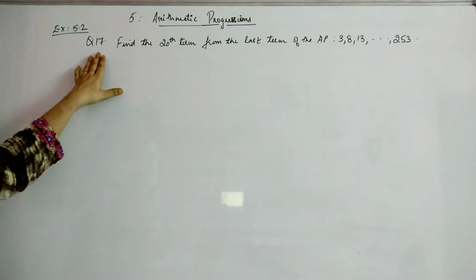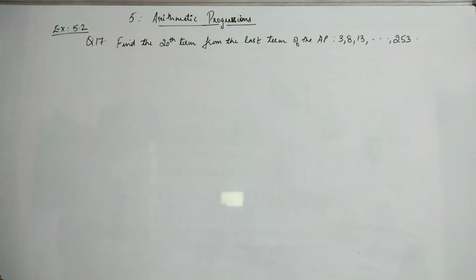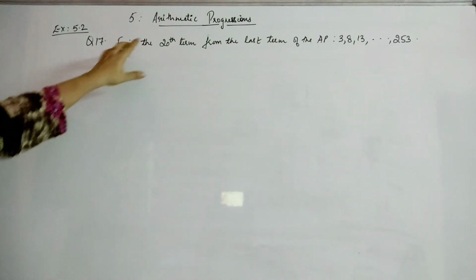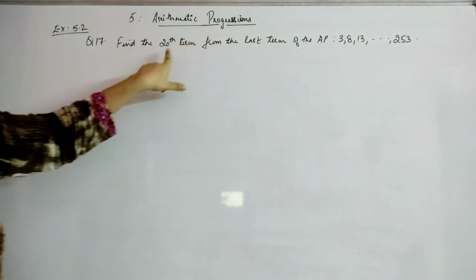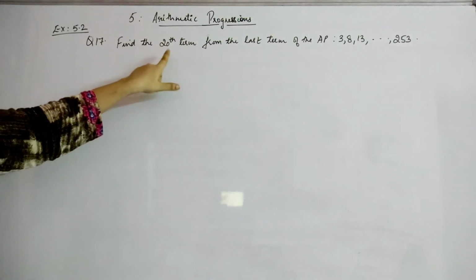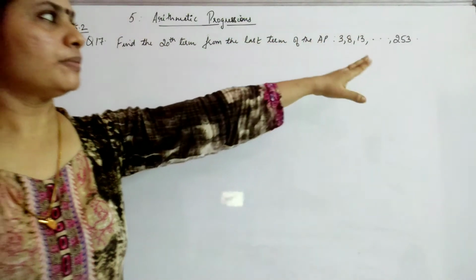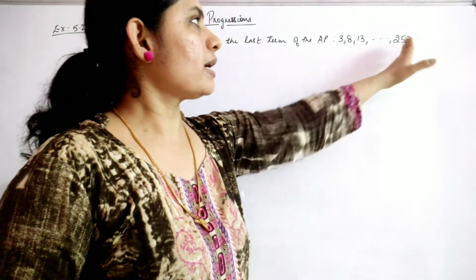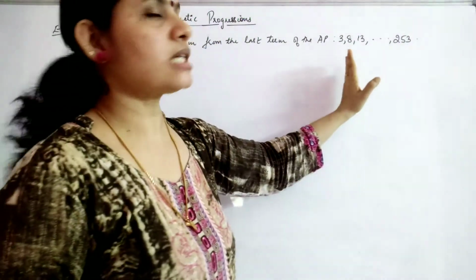Question number 17. Find the 20th term from the last term of the AP 3, 8, 13, etc., 253. This type of problem is very important. From the last term, that means you have to find out not A20, it is actually from the last. That means if this is your first term, I can say that the 20th position element I want to know.